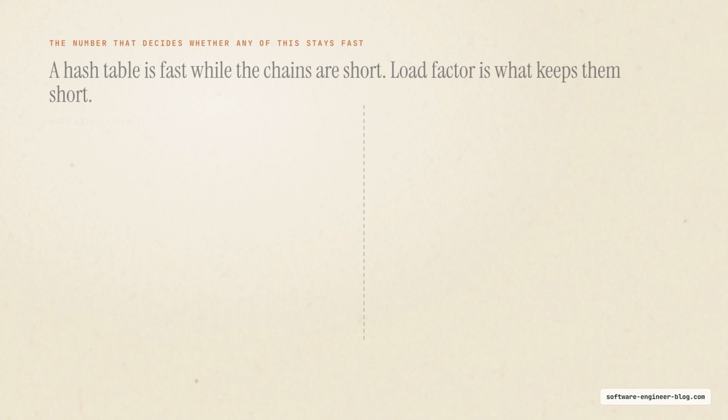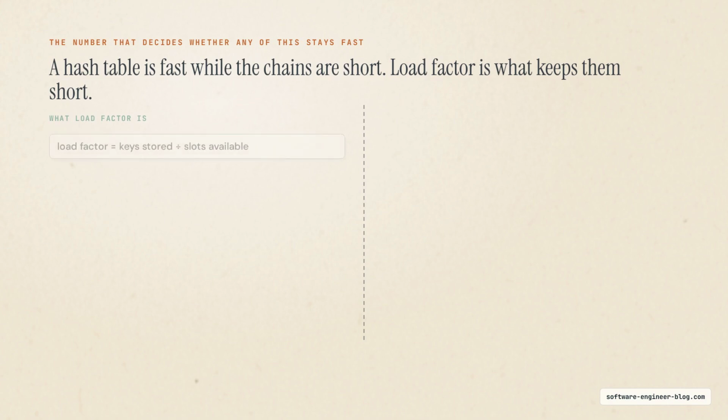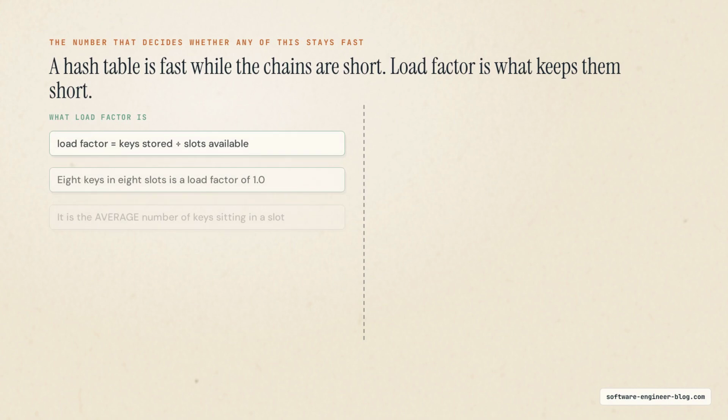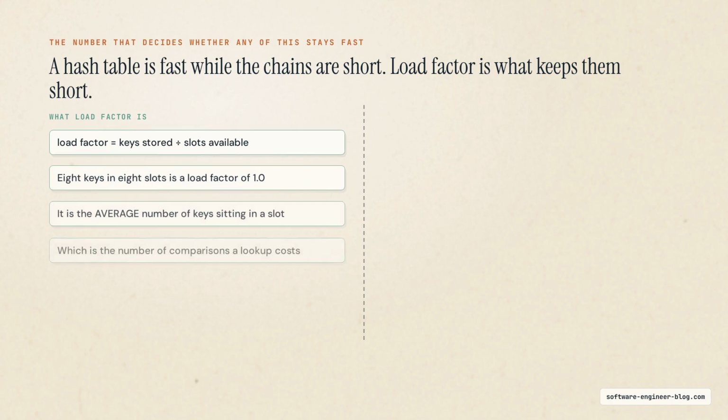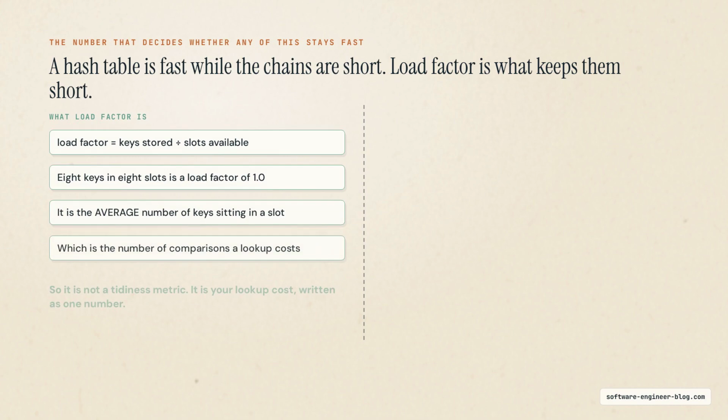It is called the load factor, the number of keys you store divided by the number of slots you have. 8 keys in 8 slots is a load factor of 1. Here is the way to think about it. The load factor is the average number of keys sitting in a slot, which is the average number of comparisons a lookup does. So it is not a tidiness measure. It is your lookup cost, written as one number.